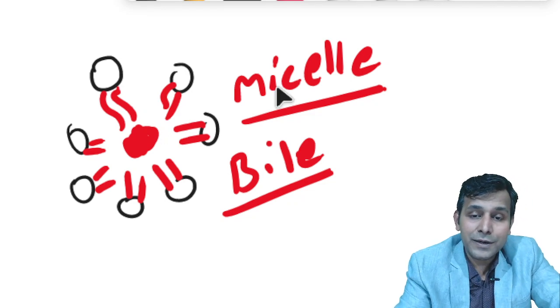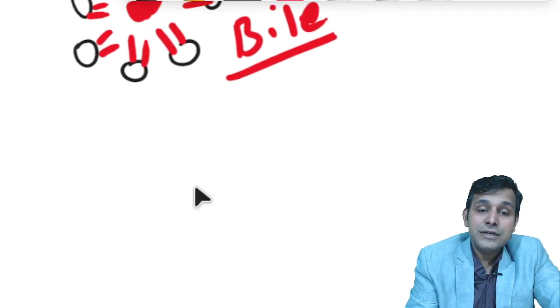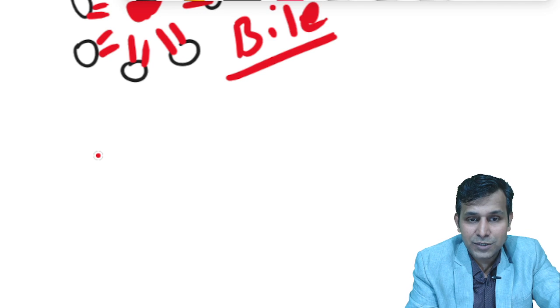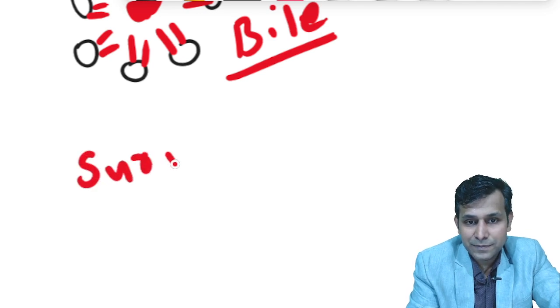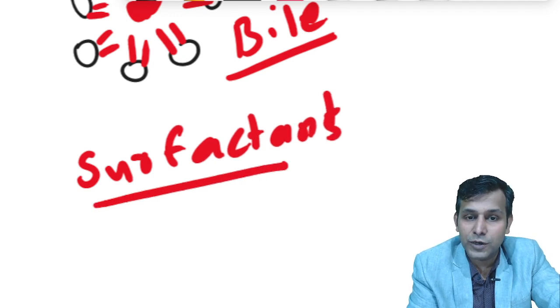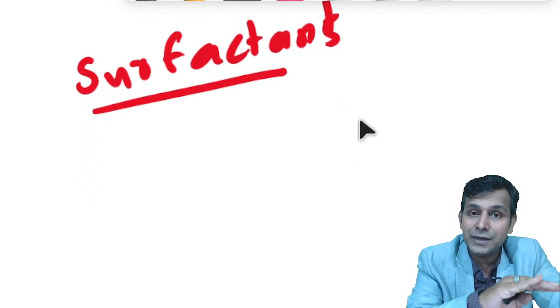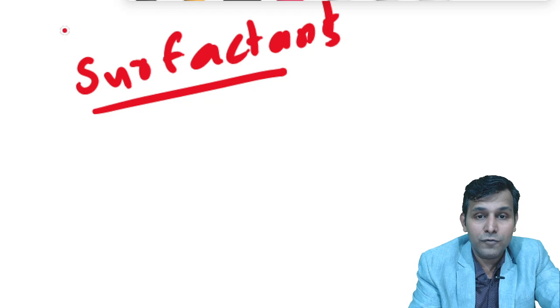Okay, another structure formed by phospholipids is known as a surfactant. Surfactants are the structures which are formed by the phospholipids when they form a single layer, not a globular one but a single laminar layer on a water surface.